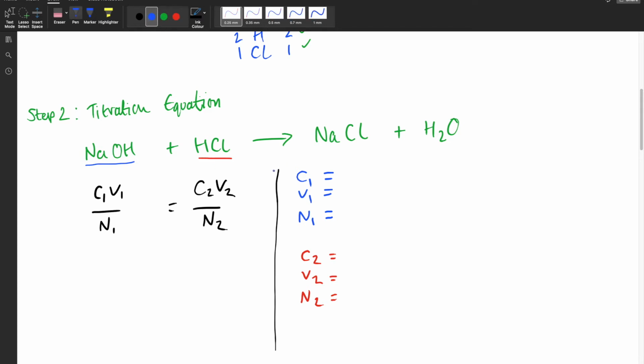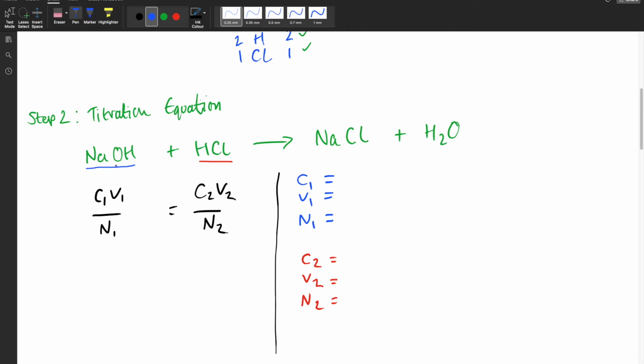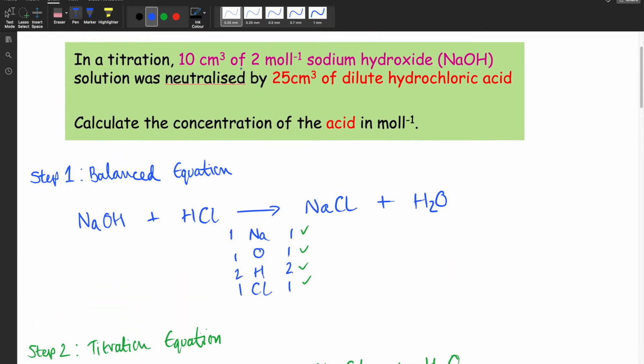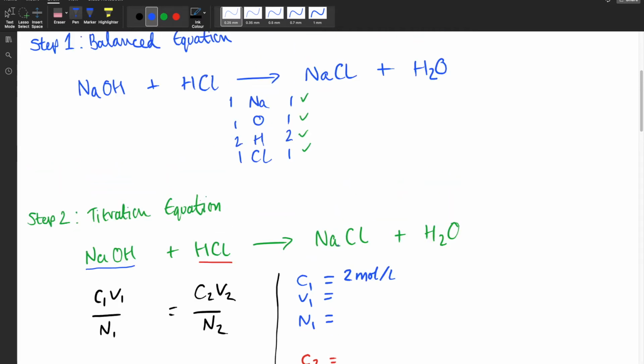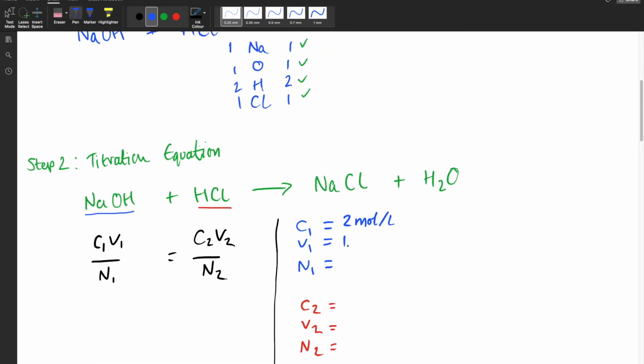So from this question, what do we know about our alkali, about our sodium hydroxide? Let's go and have a look. It says we have 10 centimeters cubed of 2 mole per litre sodium hydroxide. So we know that its volume is 10 centimeters cubed, and we know that its concentration is 2, so a concentration of 2 moles per litre and a volume of, what was it again, 10 centimeters cubed. Now we can also say what our N is, because there is no number in front of that there, which means it is 1.